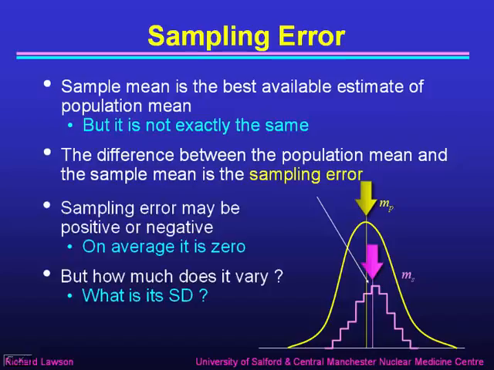The sampling error may be positive or negative. That means that the sample mean may either be greater than the population mean or less than the population mean. But on average the sampling error is 0, because on average the population mean and the sample mean are the same. But what we'd really like to know is how much does the sampling error vary? In other words, what is the standard deviation of the sampling error?